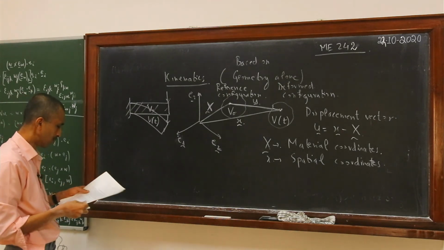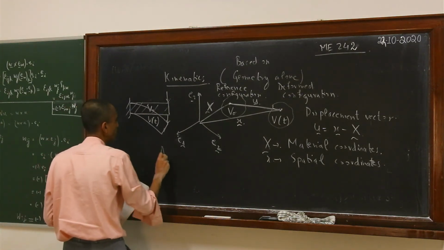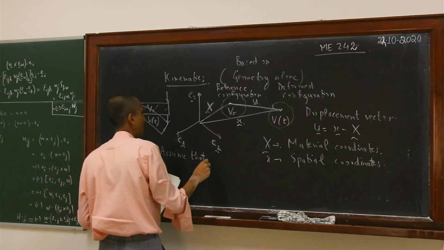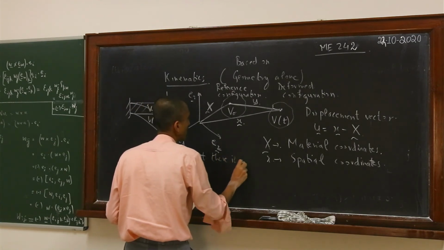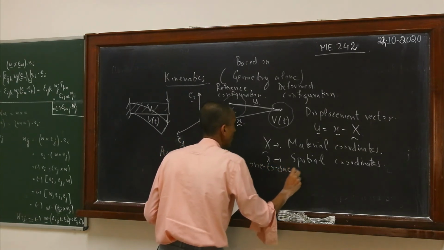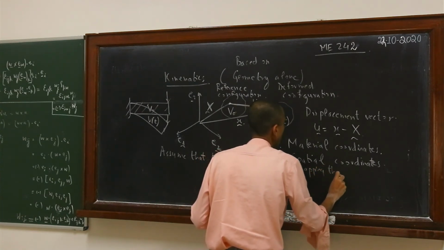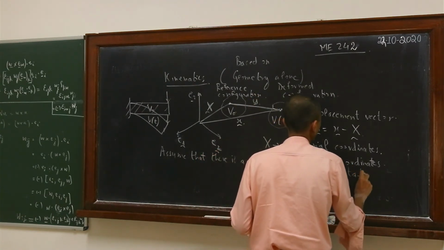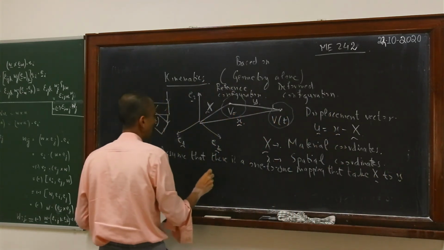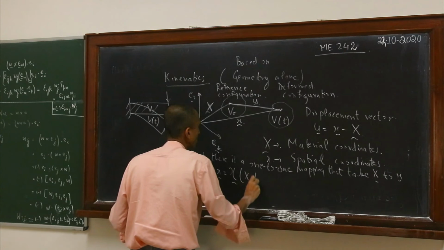Fine, then we will assume now that there is a one-to-one mapping. So assume that there is a one-to-one mapping that takes capital X to small x. Okay, so that means I will write this x as equal to pi of X and t.